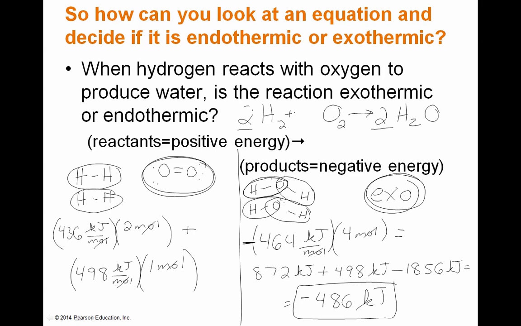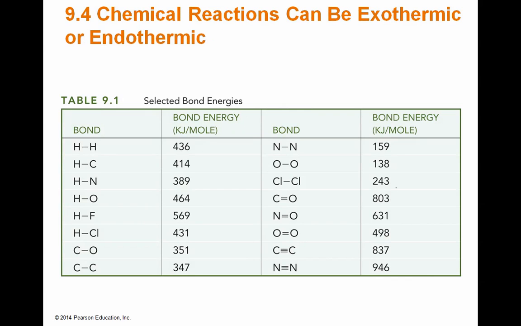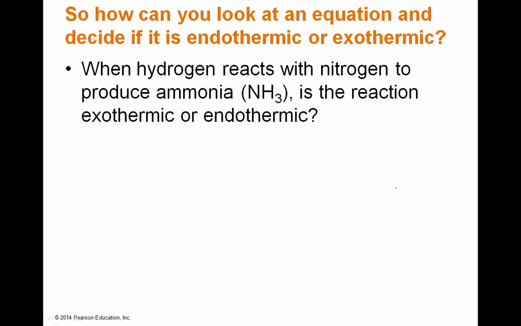All right, let's do another example. You want to break it down just like this: write out the reaction, draw the Lewis structure so you can see what bonds are involved in the reaction, and then correlate bond energy with the number of bonds, positive energy for reactants, negative energy for products. All right, so when hydrogen reacts with nitrogen to produce ammonia, is the reaction endothermic or exothermic?